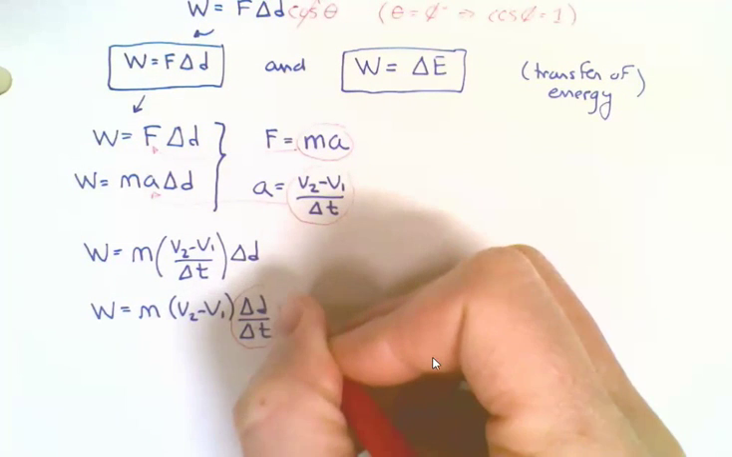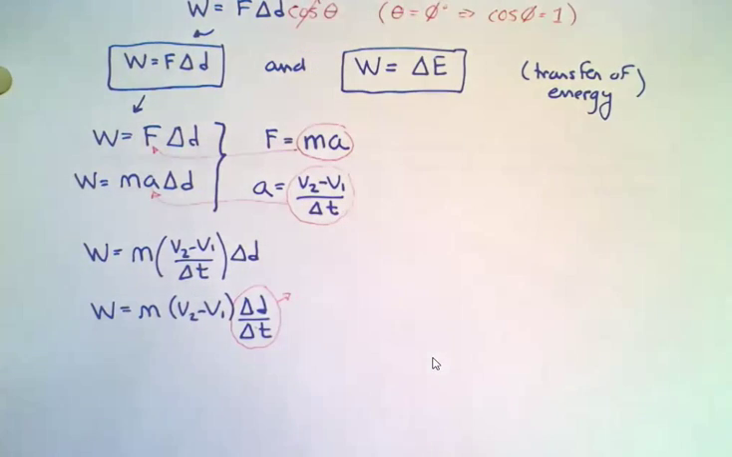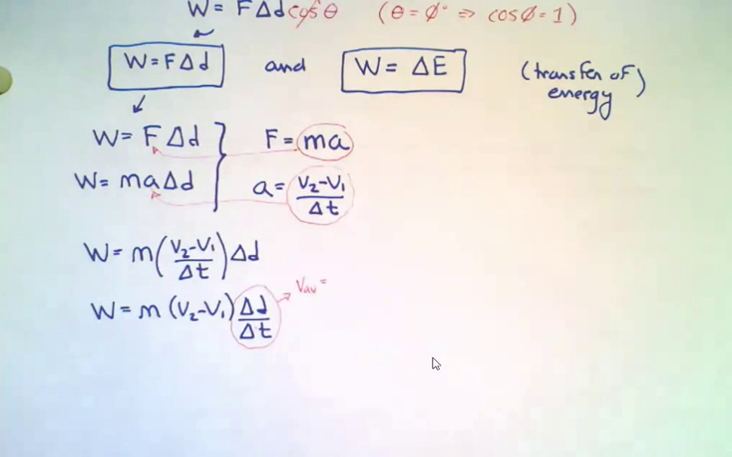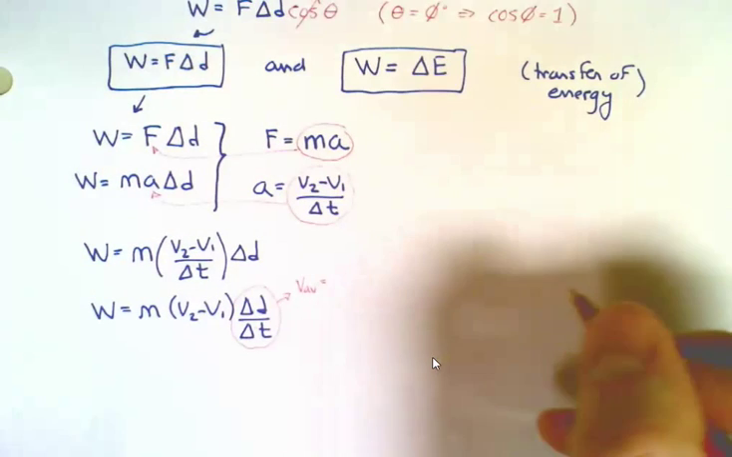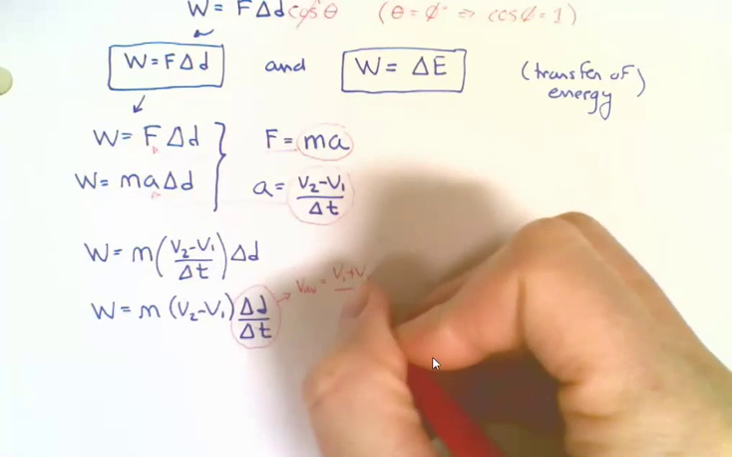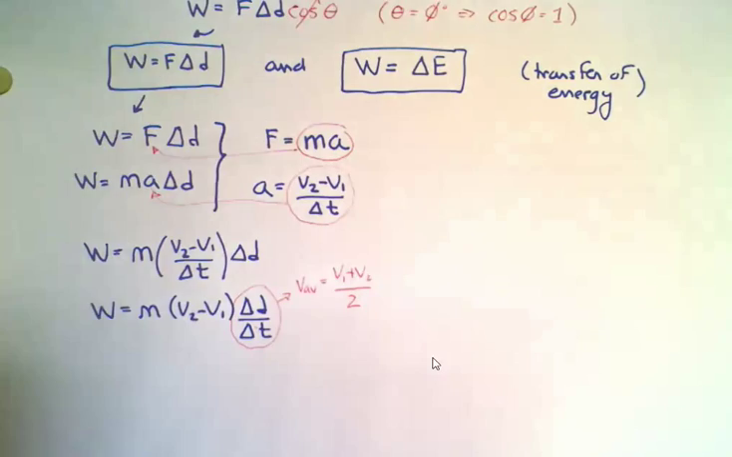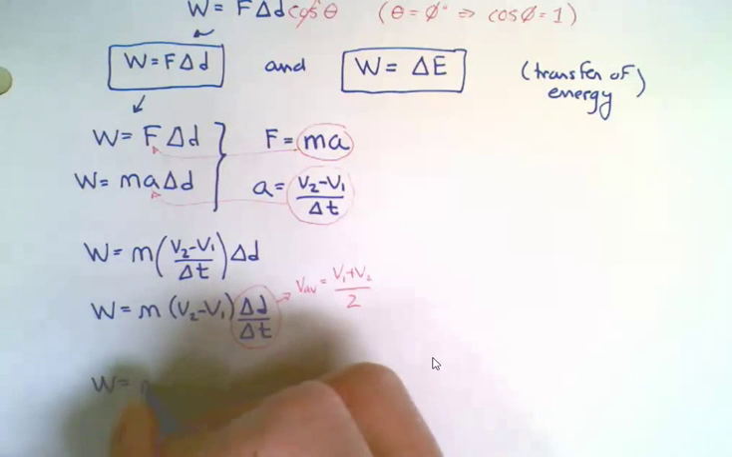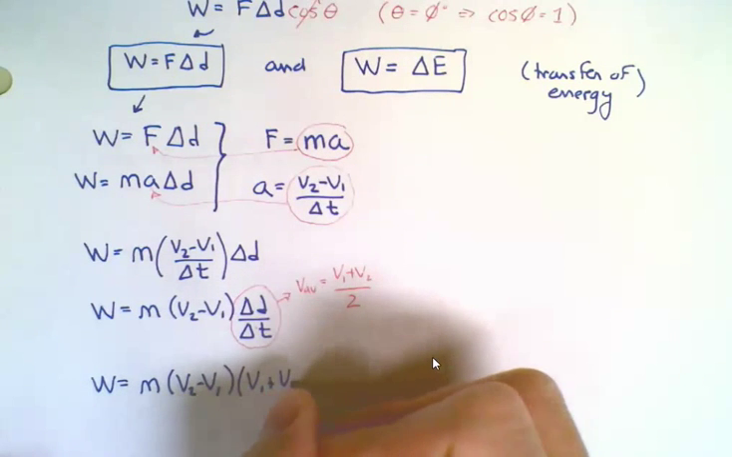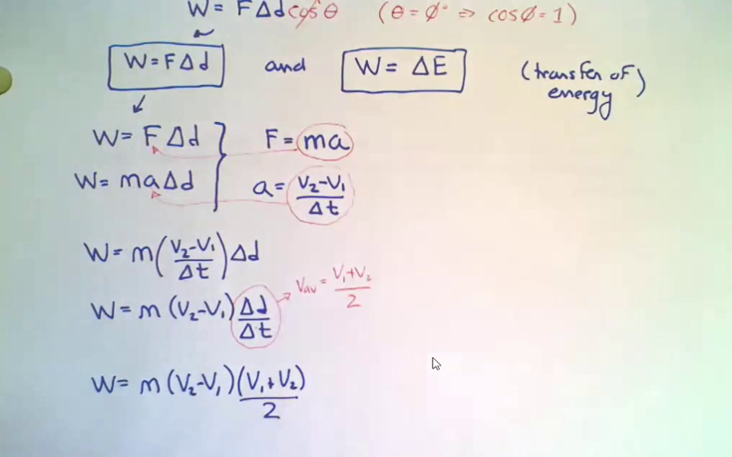But what is delta d over delta t? Again, probably many of you said, simply the average speed, distance over time. Well, if we know the average speed, what's another way to write the average speed? Again, many of you probably said, add the two speeds, divide by 2. So I just rewrite this out. Good. Now, speeds, mass, we're doing great.